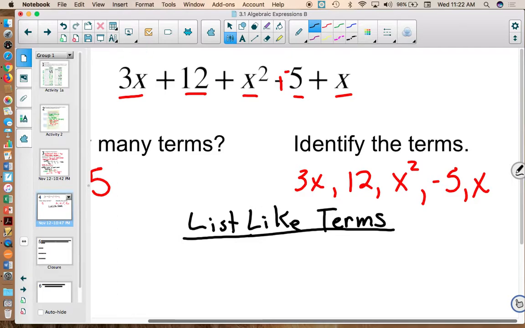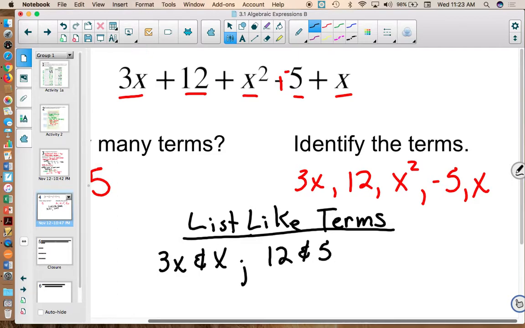Caitlin, will you help me with that? So the like terms are 3x, x squared, x, and another set of like terms. Okay, now I'm going to stop you for a minute. By definition, what did we say about like terms when we were talking about variables? 3x and x. 3x and x, okay. And then the 12 and 5 are like terms.